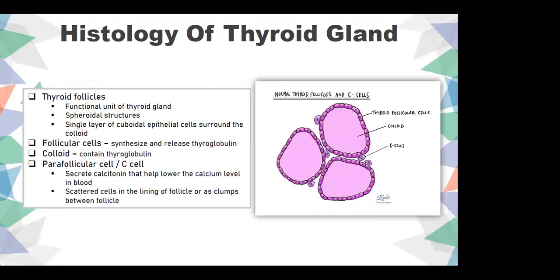We move to the histology part. The thyroid gland is composed of more than 1 million follicles, and thyroid follicles are the functional unit of the thyroid gland. The follicle is spherical in shape and lined by a single layer of cuboidal epithelial cells, known as follicular cells. Follicular cells synthesize and secrete thyroglobulin into the lumen of the follicles, which contains colloid. And colloid acts as storage for the thyroglobulin. Parafollicular or C cells secrete calcitonin, which helps lower the calcium level in our blood. And these cells can be found in the lining of the follicle or as clumps between the follicles. Next.